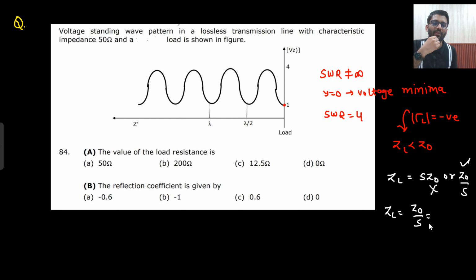So what is the value of Z0? Z0 is 50 and divided by 4. So what are you getting? 12.5. So both of the options will be mentioned. 50 into 4, that means 200 ohm will also be mentioned.